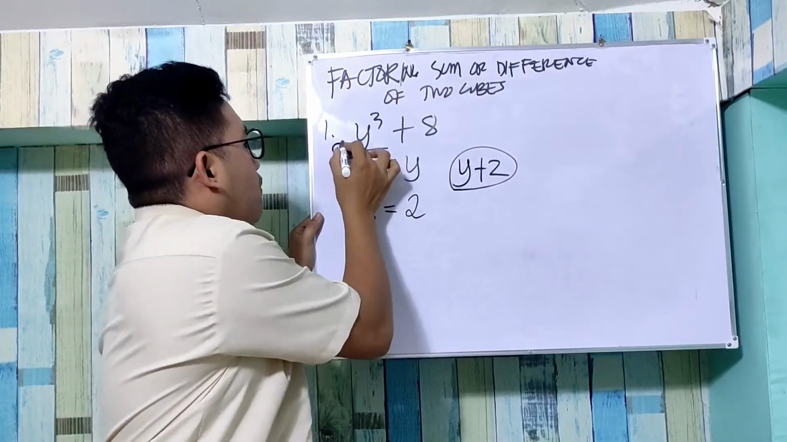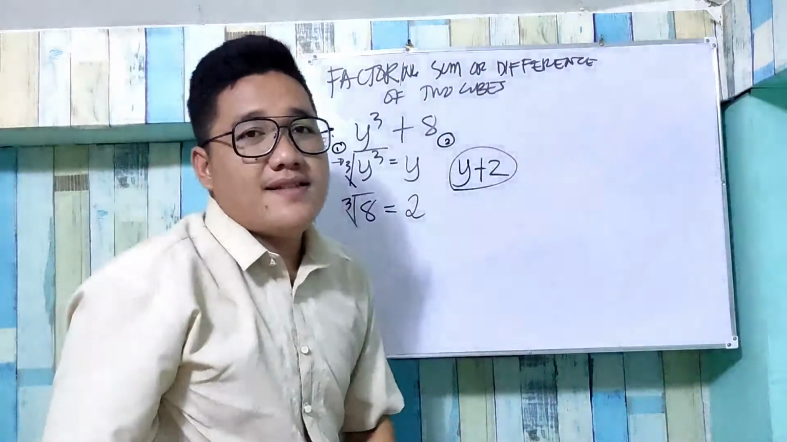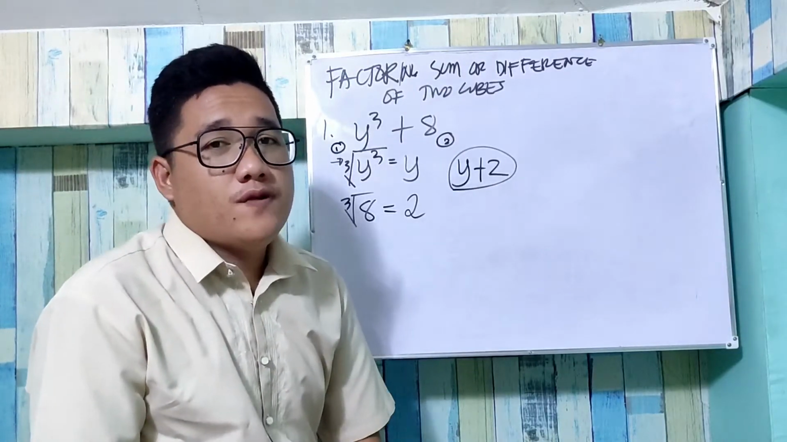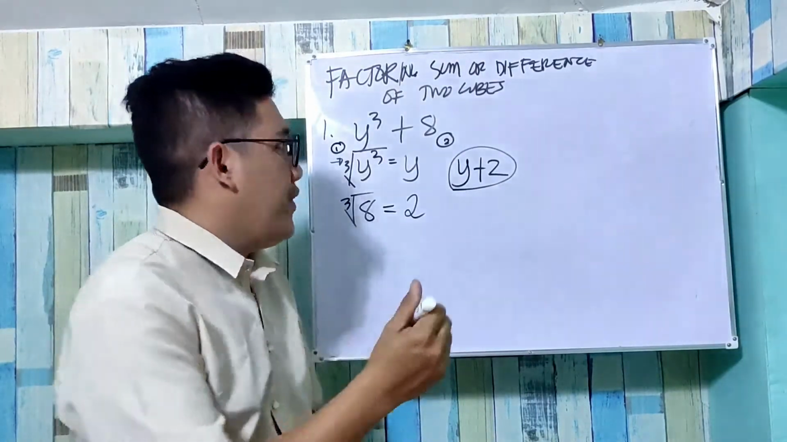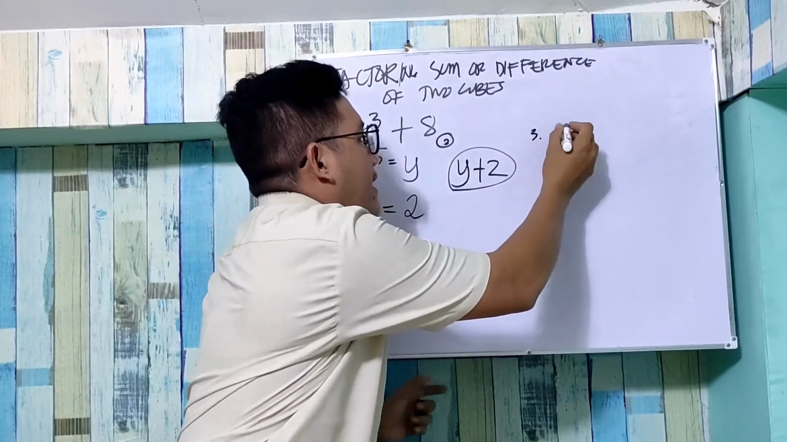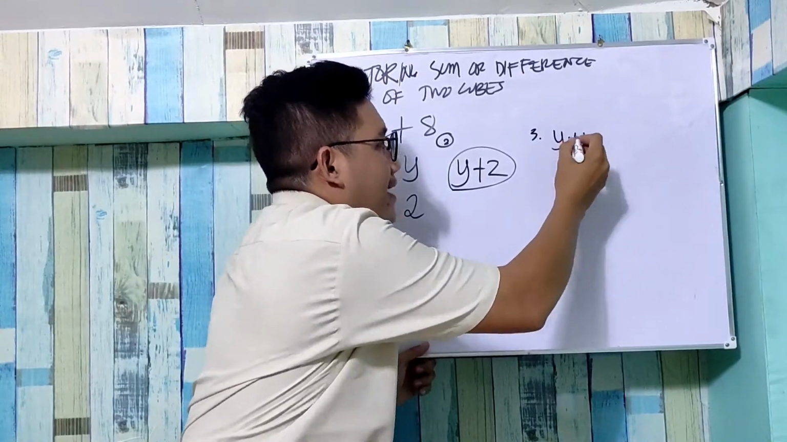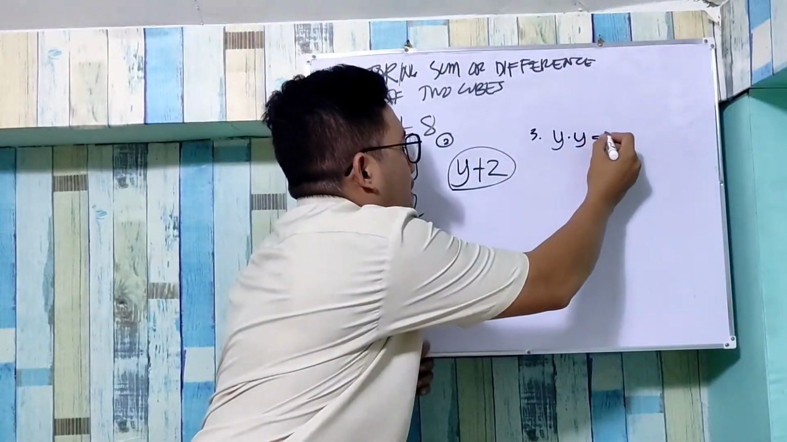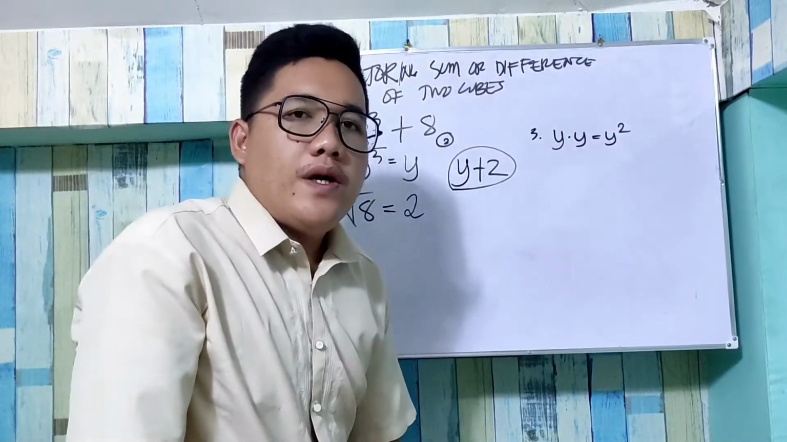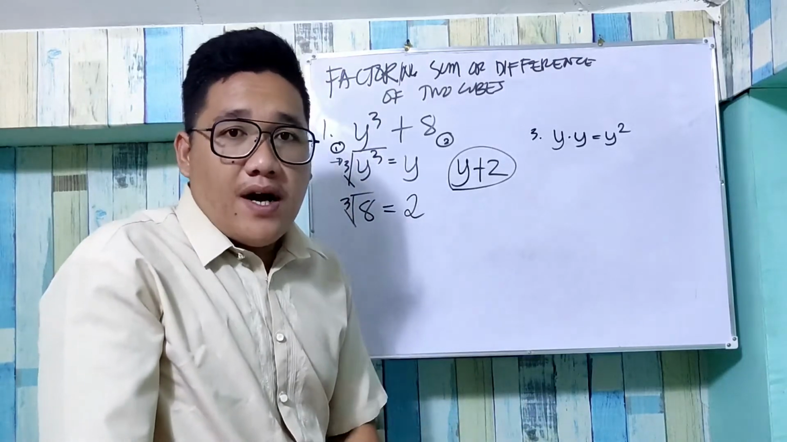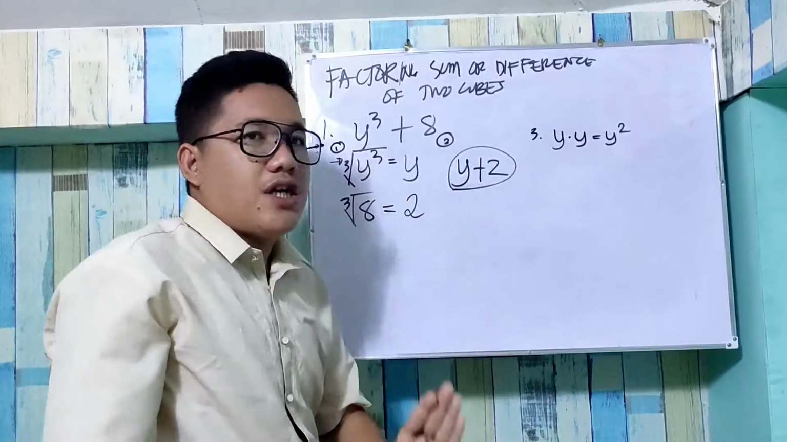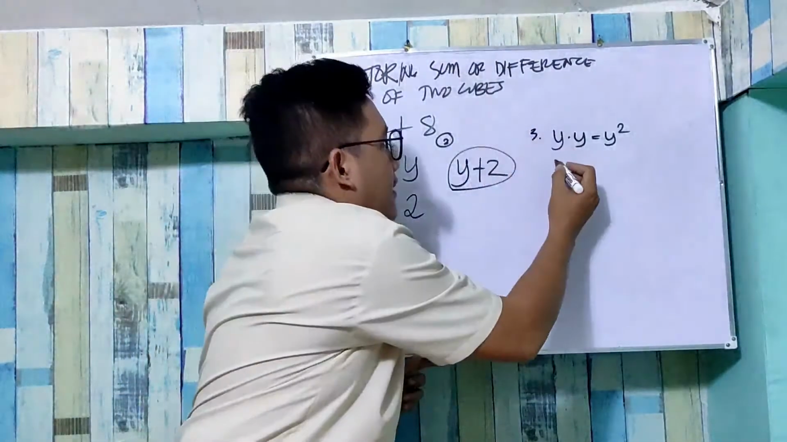This is step number 1. Step number 2. Let us now proceed to step number 3. Step number 3, the first is we're going to square the first cube root, which is y. Y times y equals y squared. Next, we are going to get the negative product of the cube roots. So, meron tayong 2 tsaka y. Let us multiply it.